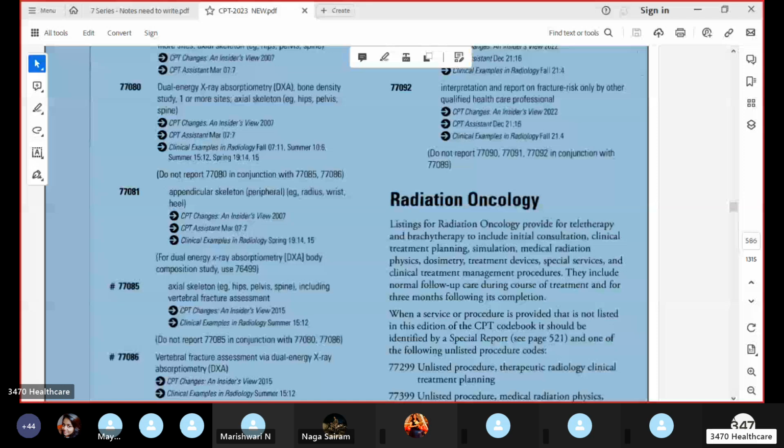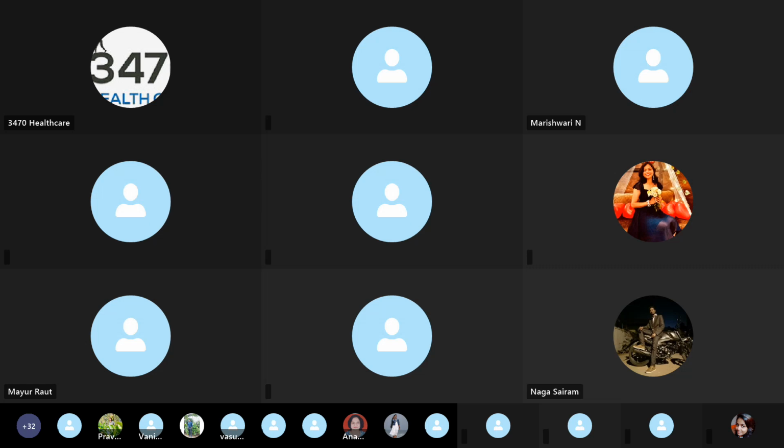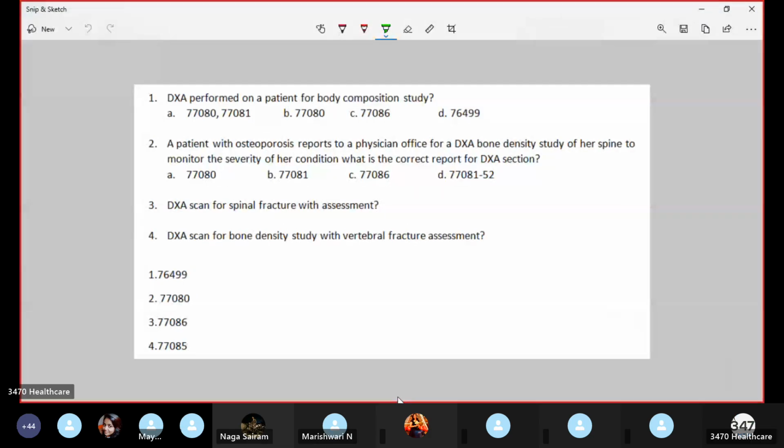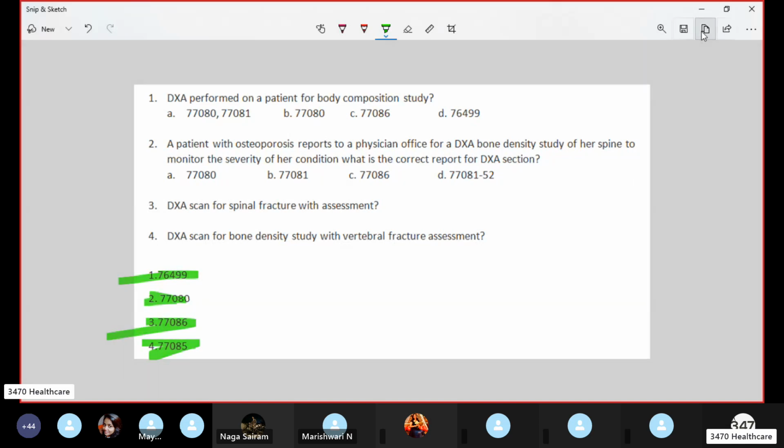So I'm giving answers once again. Please cross check. You have doubt, you can ask me. So DEXA for body composition study, 76499. Then second one 77080. Third one 77086. Fourth one 77085. So anyone having doubt in this?